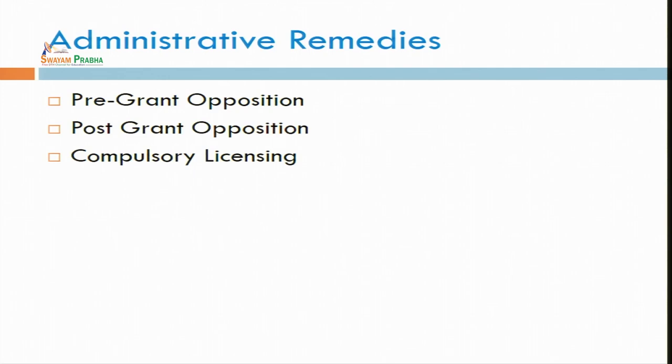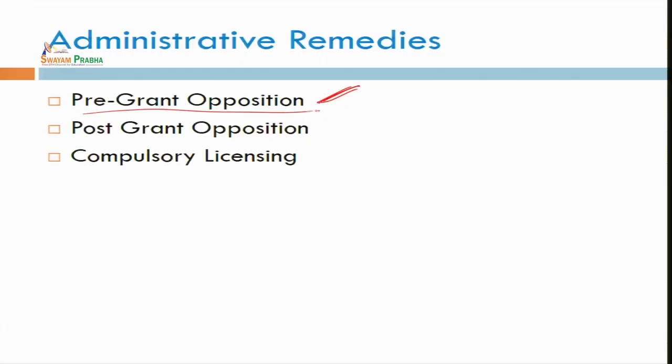So, we have already done civil remedy and criminal remedy, and now the third remedy is administrative remedy. Under administrative remedy, the power lies with the controller. The controller has the power to see the pre-grant opposition, when the application is filed and publication is made, and an opportunity is given for opposition, which is called pre-grant opposition. Here the controller can use its power. Another remedy here is post-grant opposition.